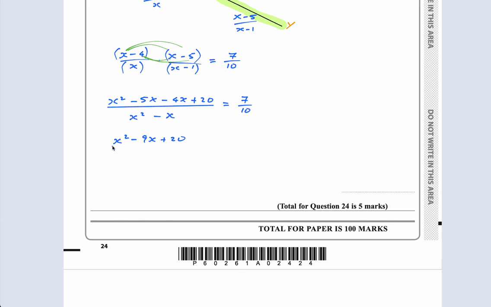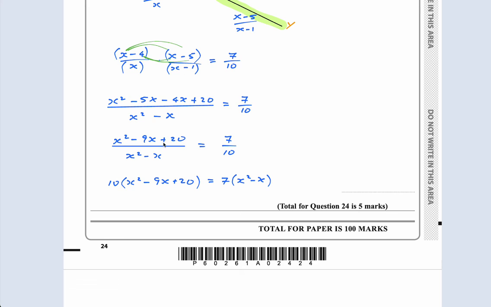X squared minus x equals 7 over 10. Now I'm going to cross multiply. So this is why I changed it into 7 over 10. 10 times this equals 7 times this. So let me write that. 10 times x squared minus 9x plus 20 equals 7 times x squared minus x. Hopefully, guys, you're all okay with that.